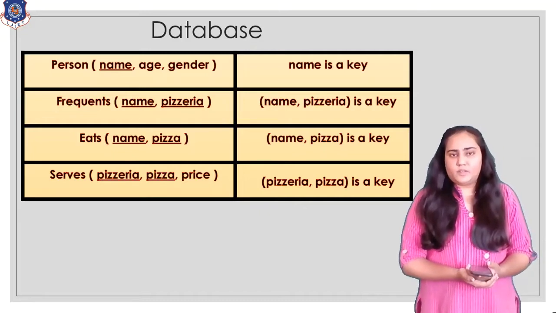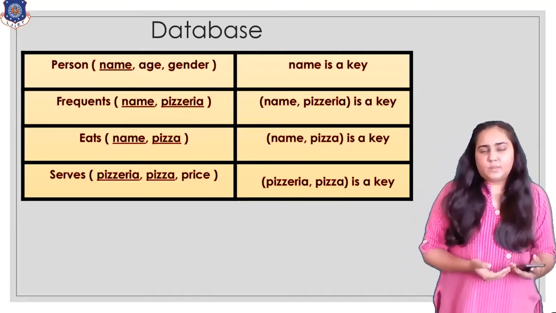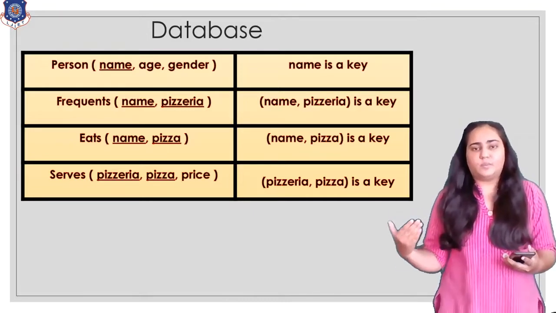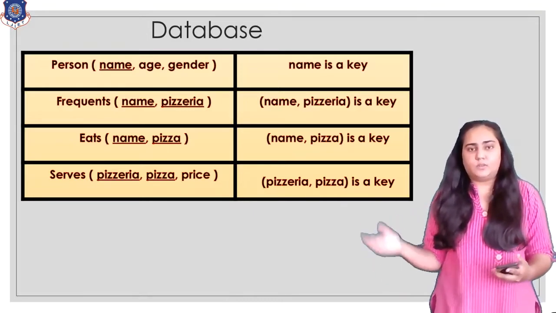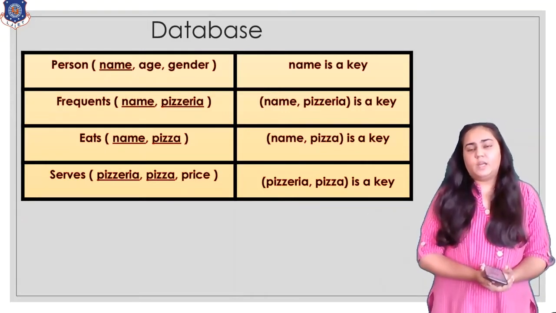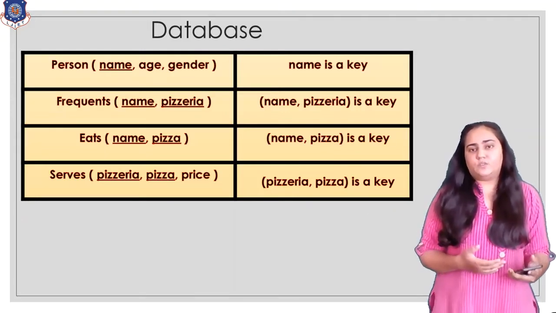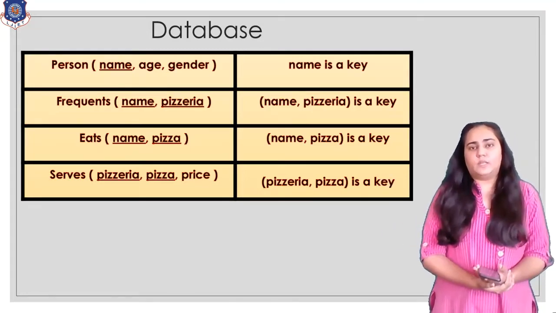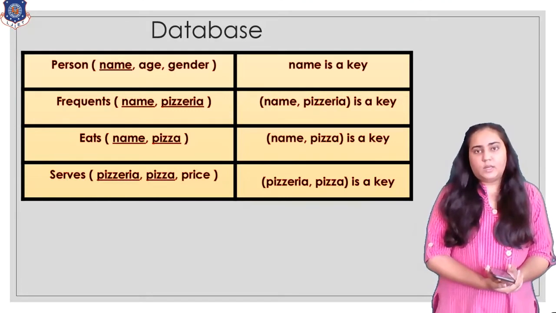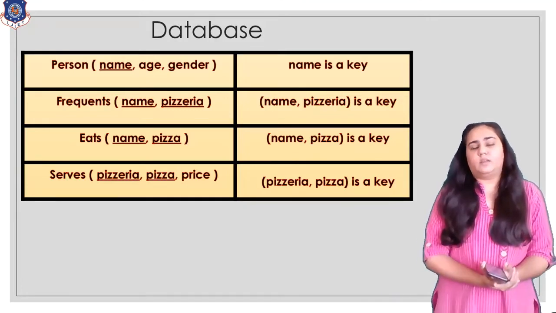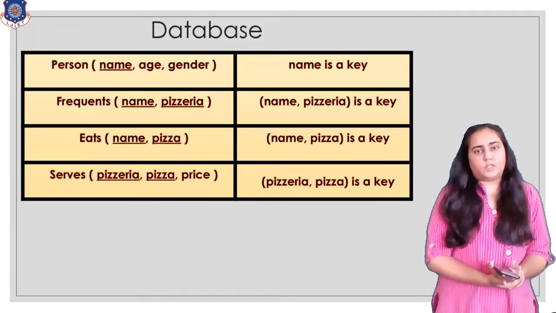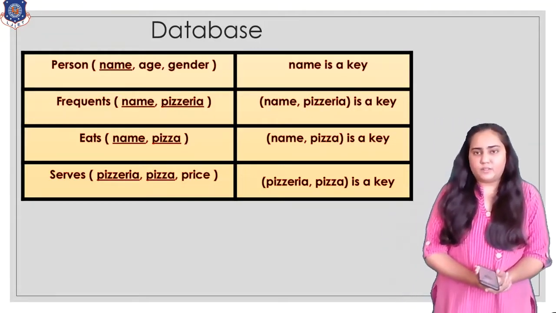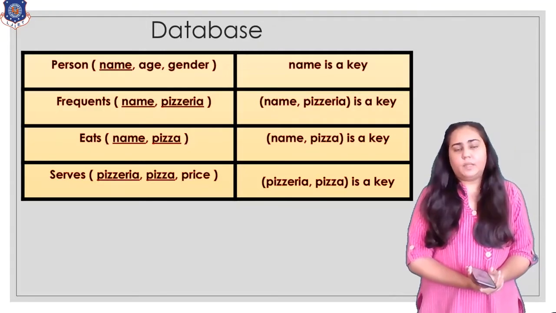And then we have the serves table. The serves table will show which pizzeria is selling which type of pizza and at what price. So that is our serves table. It has pizzeria and pizza as a primary key. So these are the 4 tables in our database, and these are the primary keys that are present in those 4 tables. Now, using these, we are going to do some practice questions in relational algebra.